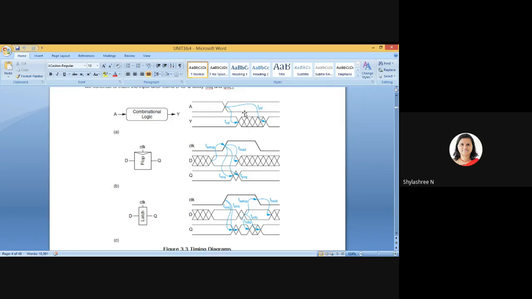After the contamination delay, you have got a zigzag kind of a thing, no? That we are calling a glitch. So after a contamination delay, Y may begin to change or glitch, but after a propagation delay, Y must have settled to a final value. So if you use a combinational logic circuitry, two delays come into the picture, that is contamination delay and the propagation delay. Any doubt in figure A?